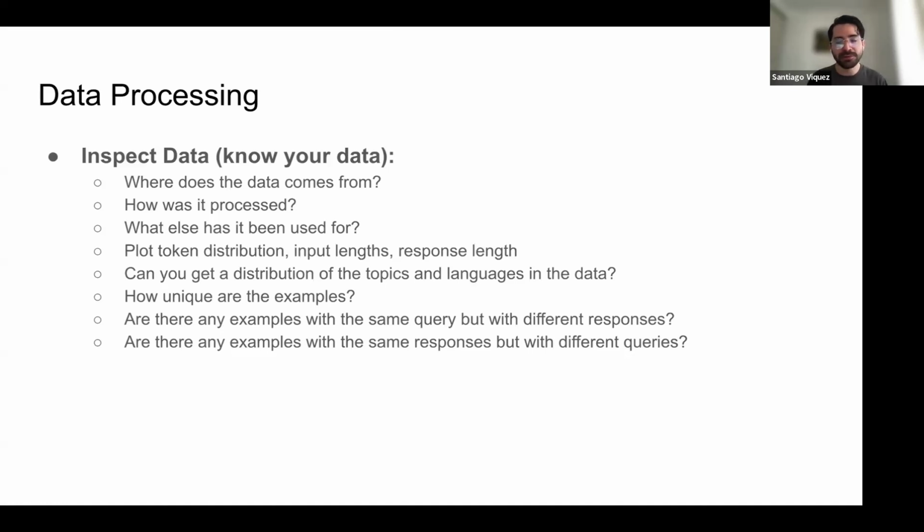If you want your model to be able to craft long responses, and you plot the response length of your training data and it's just 10 tokens, so just simple sentences, then it's going to tell you, hey, you need to go and find other data with longer responses, right? So you need to get familiar with the token distribution.